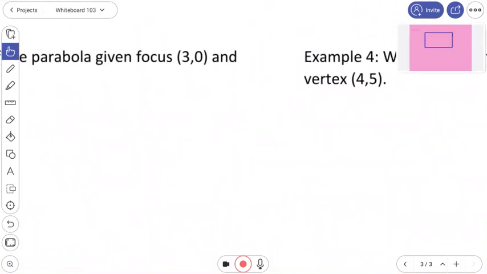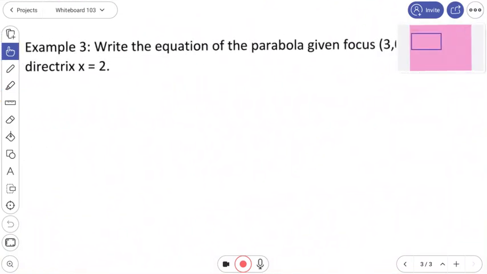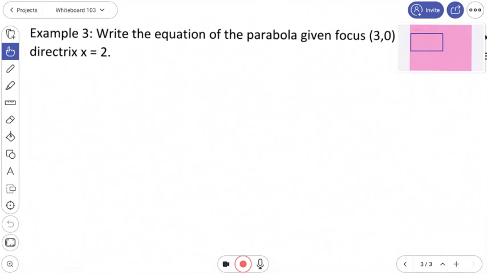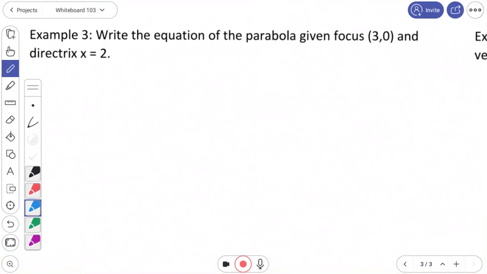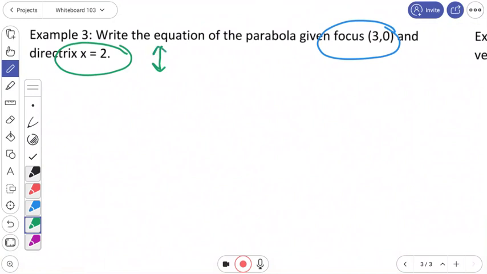So let's first look at our third example on this note sheet. It says write the equation of a parabola given a focus of (3, 0) and a directrix of x equals 2. So here is our focus, and here is our directrix, x equals 2. When you have an equation that is x equals, we know that is going to be a vertical line. So let's go ahead and plot the values that we were given.